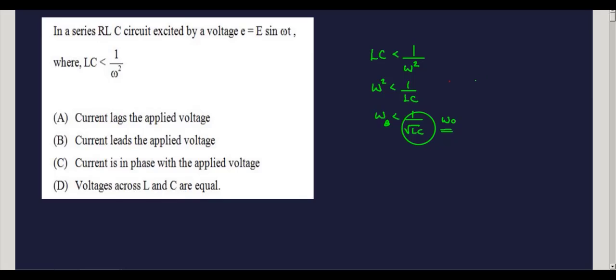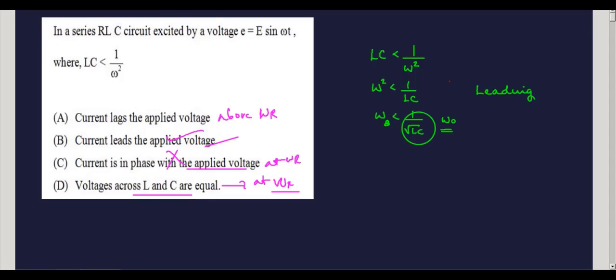So below the resonant frequency, the series RLC circuit is leading in nature. Leading in nature means the current leads the applied voltage. Above the resonant frequency the behavior is the opposite. At resonant frequency the current is in phase with the voltage, and the voltages across the inductance and capacitance are equal at resonant frequency.